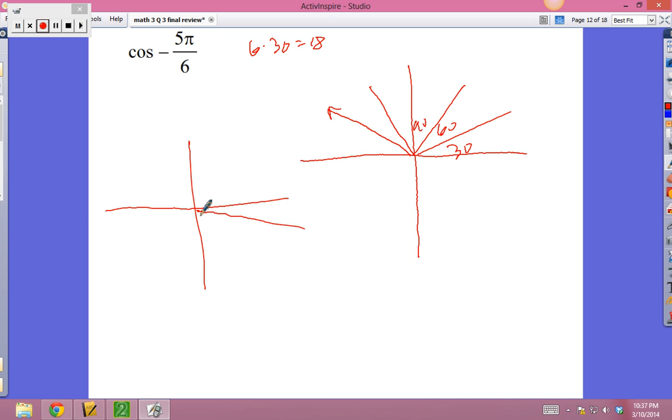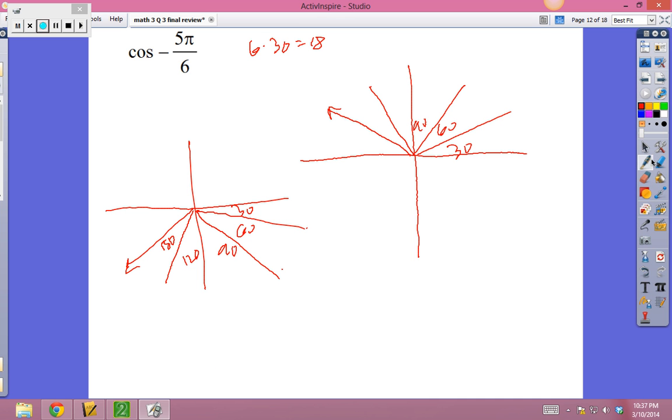So here's one piece, there's 30, 60, 90. Now we're going this way. 90 plus 30 is 120. 120 plus 30 is 150. So I want 5 of these pieces. 1, 2, 3, 4, 5. This is the one I want.